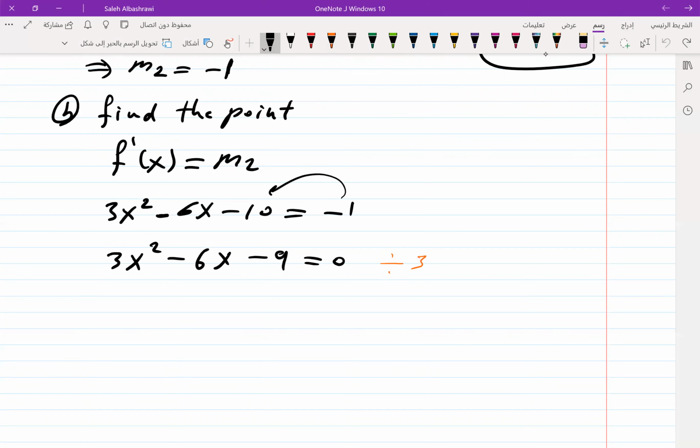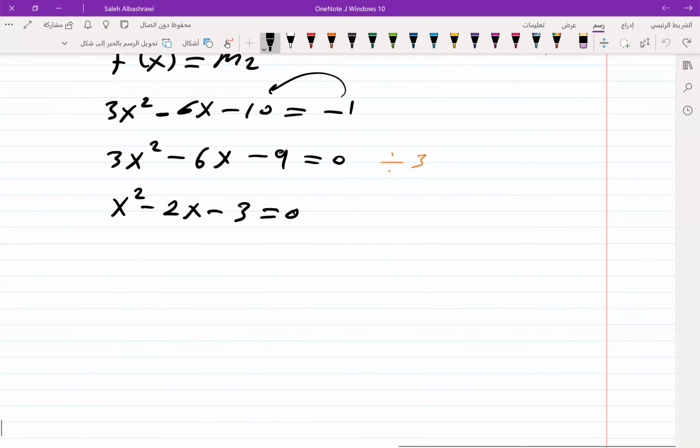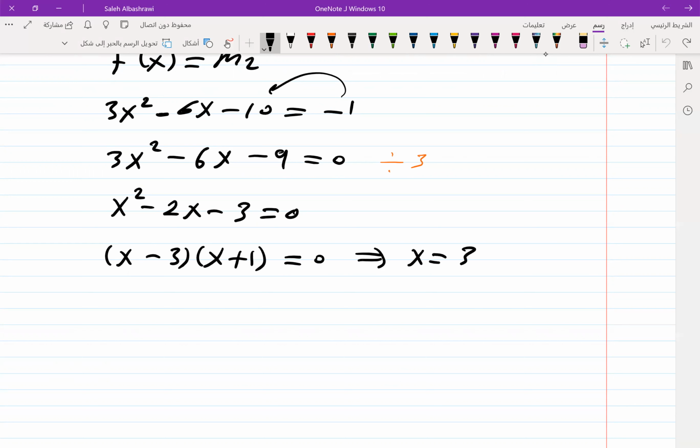It will be x squared minus 2x minus 3 equal to 0. And by factoring, this is x minus 3 multiplied by x plus 1 equal to 0, which means that x equal to 3 or x equal to minus 1. I have two values. It means I must have two tangent lines.